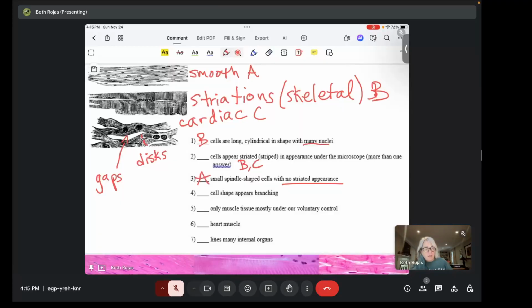If they're branching, that would be cardiac. The only one that we have direct control over, that's skeletal. That is B. And the heart muscle, of course, would be cardiac. And then internal organs or hollow organs, smooth muscle does that. So that's a quick review in terms of their function.